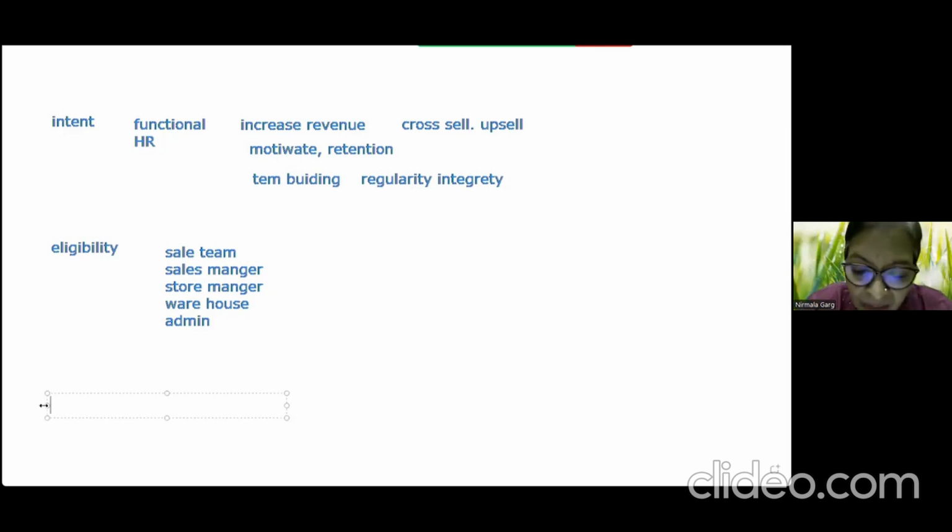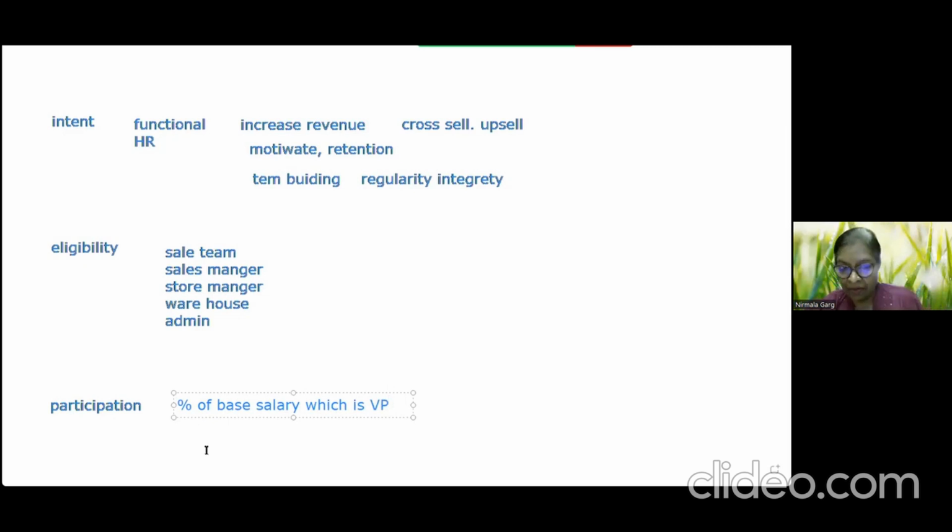Next, what we are talking about is participation. When I say participation, what does it mean? It means what percentage of their base salary will be variable pay. Okay. For example, if you remember my first session, I said there is something called performance elasticity.